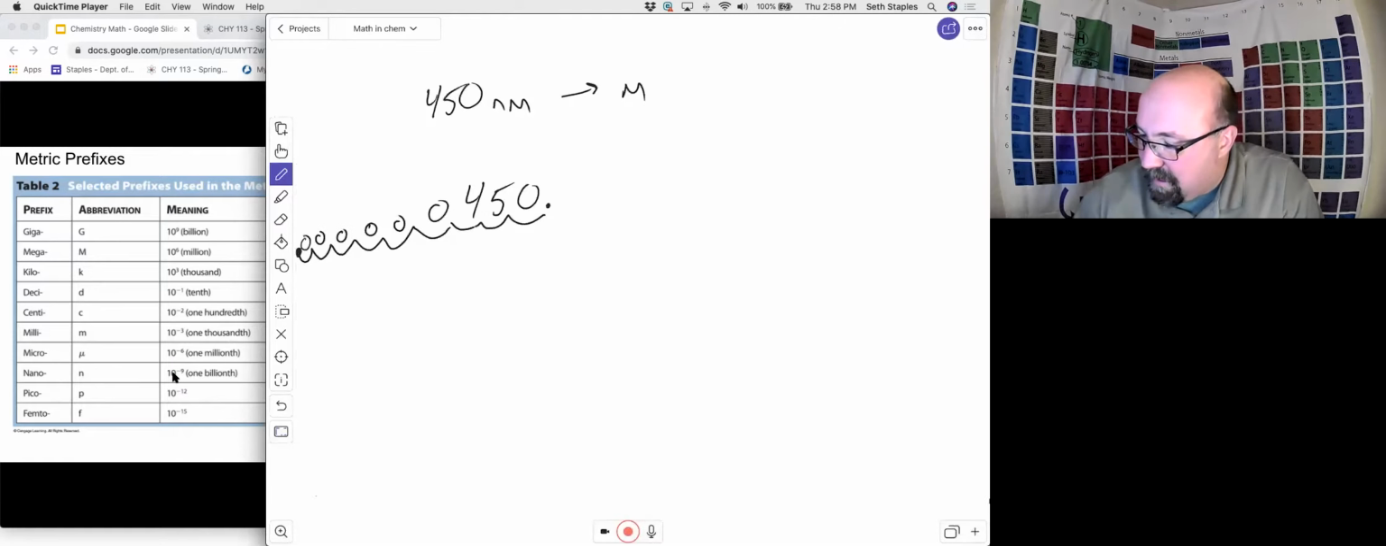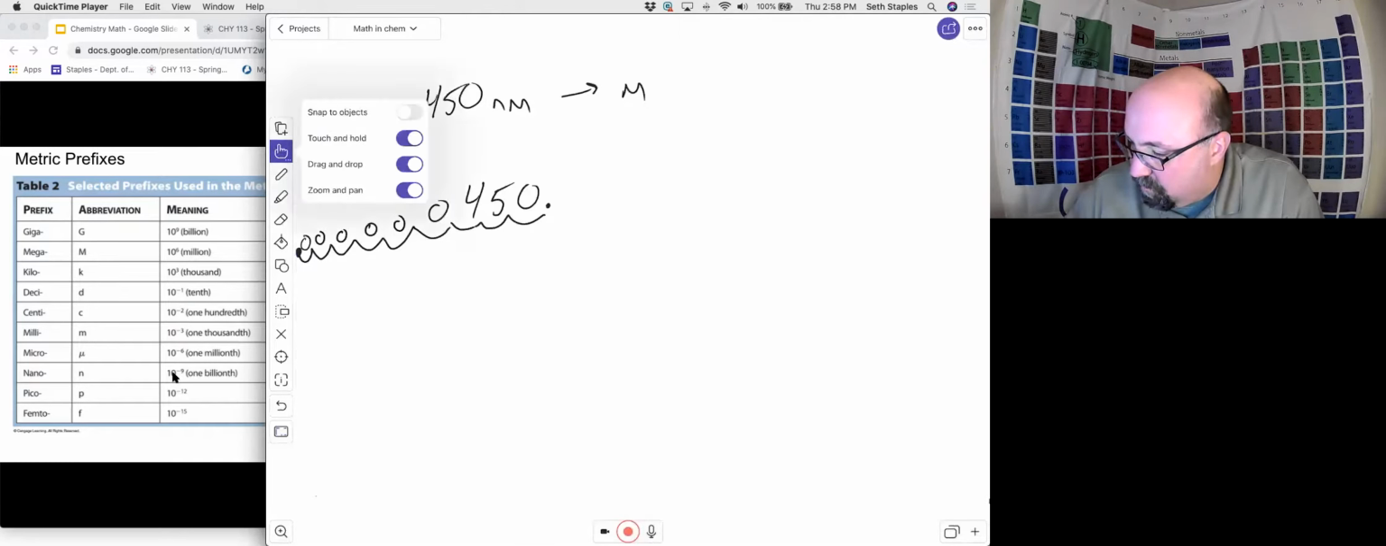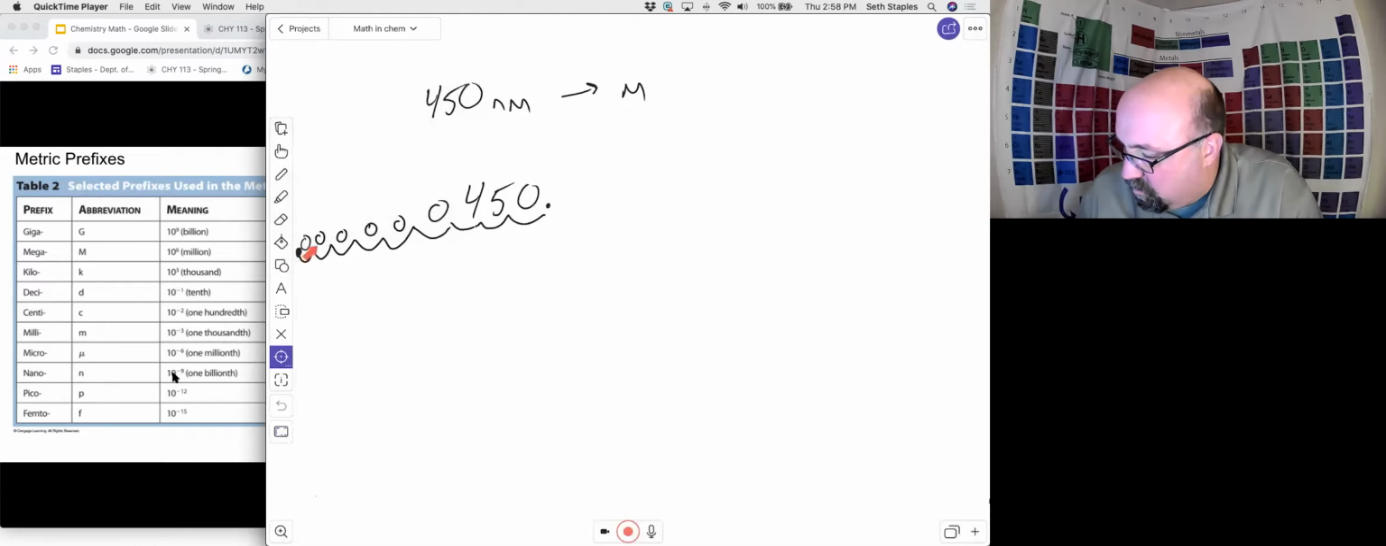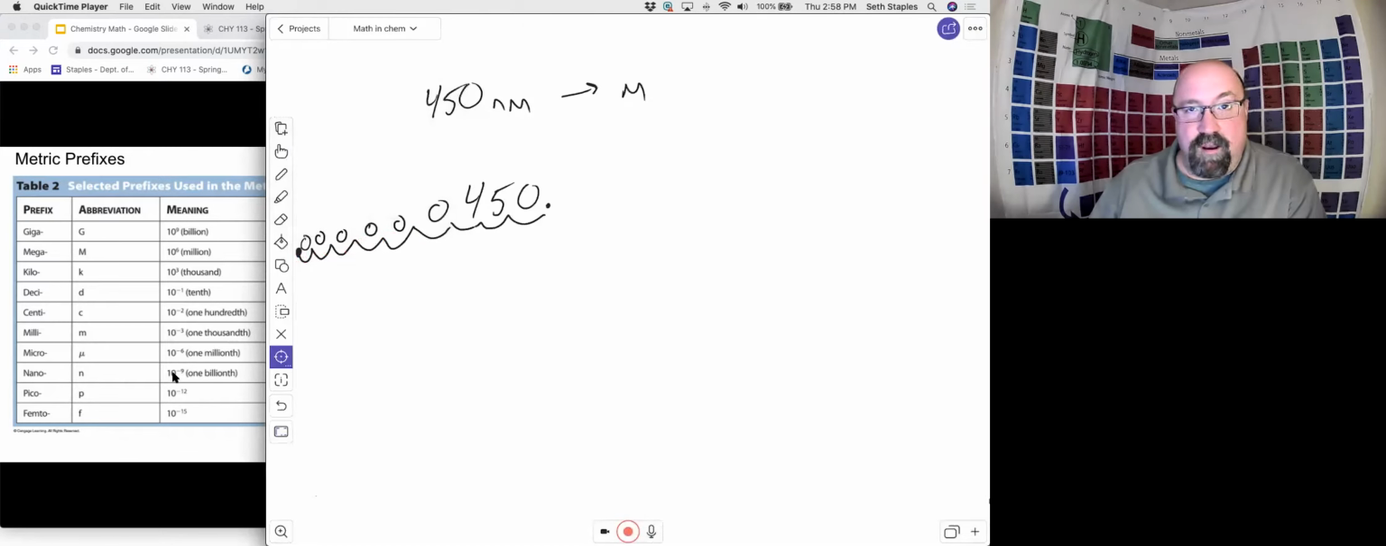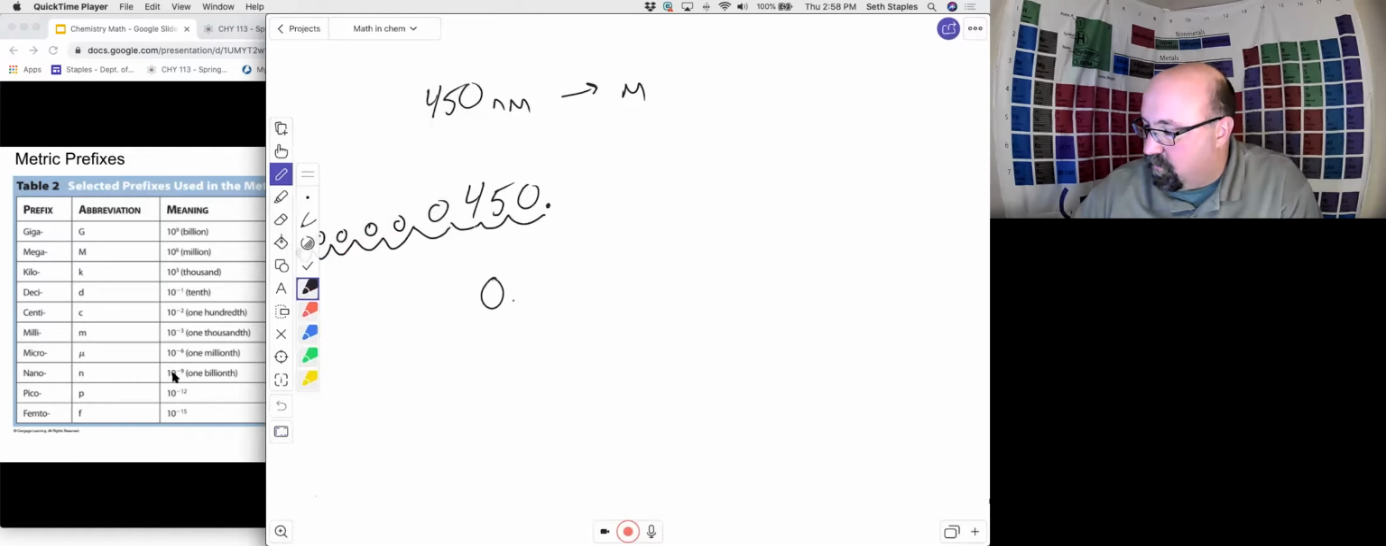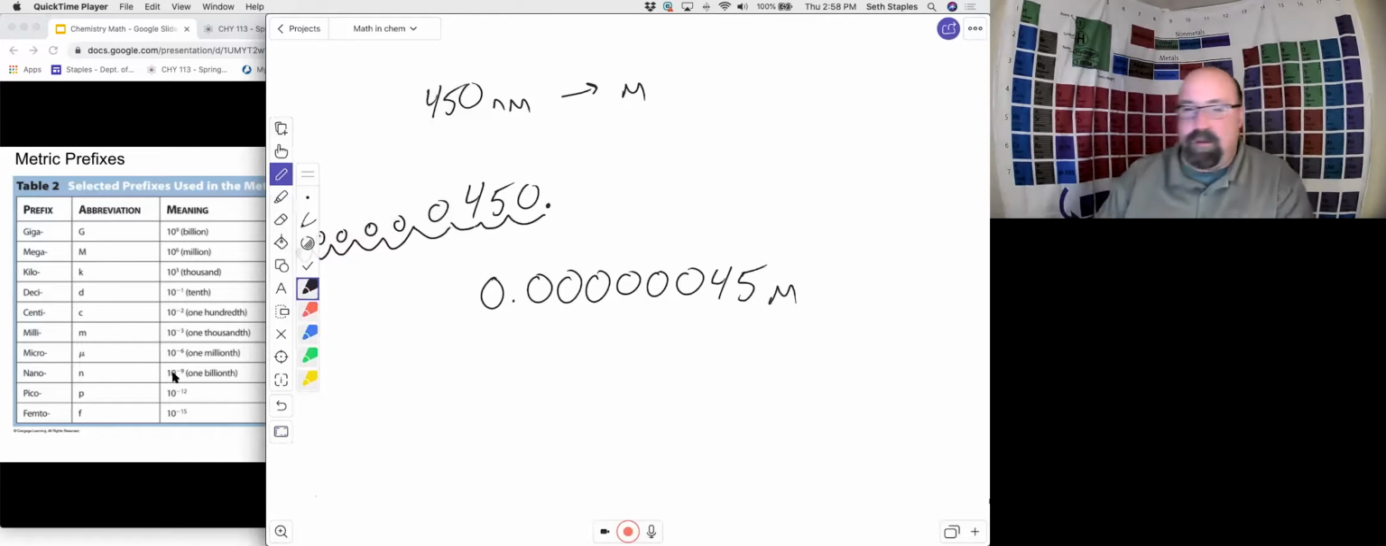So let's count that. I now have 1, 2, 3, 4, 5, 6 zeros now in front of my actual number. And so this then would convert out to 0.12345 meters. Just like that.